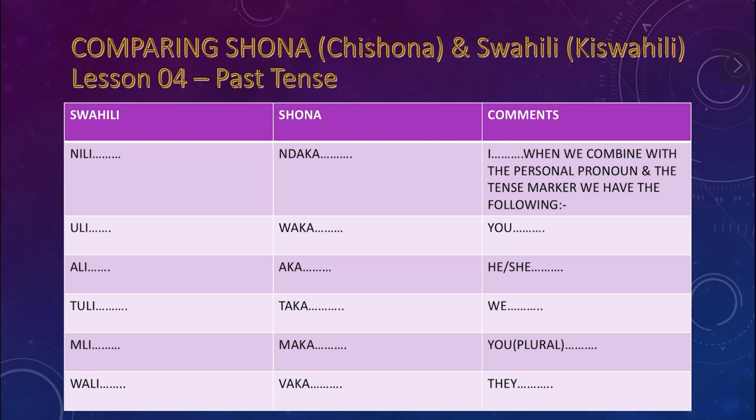Tuli in Swahili is taka. In Shona, it means we, and you put the verb. Mli in Swahili is maka. In Shona, you plural, and you now put the verb. Wali in Swahili is vaka. In Shona, they, and the verb.